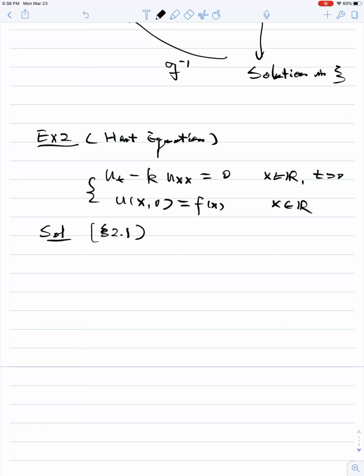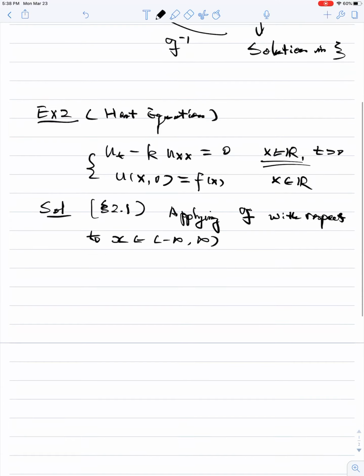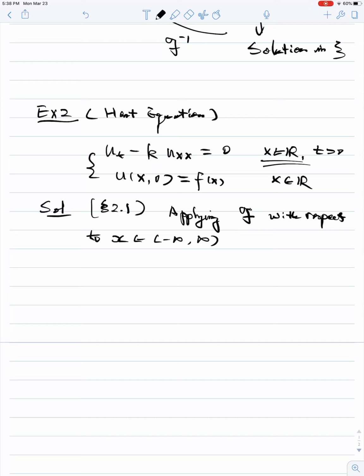So okay, we apply the Fourier transform with respect to the variable x. Now x here is the spatial variable that changes from negative infinity to positive infinity, so we can apply the Fourier transform to it. Okay, so û(ξ,t) is the Fourier transform of u(x,t).